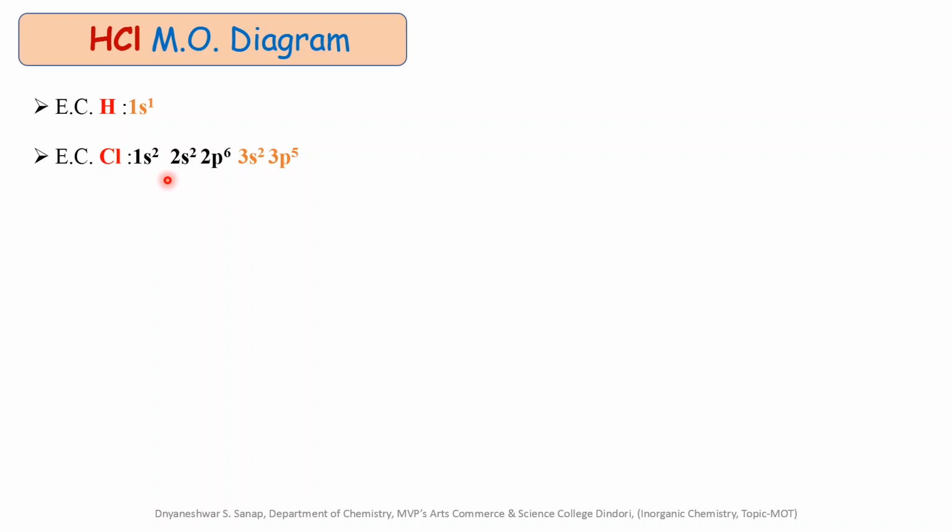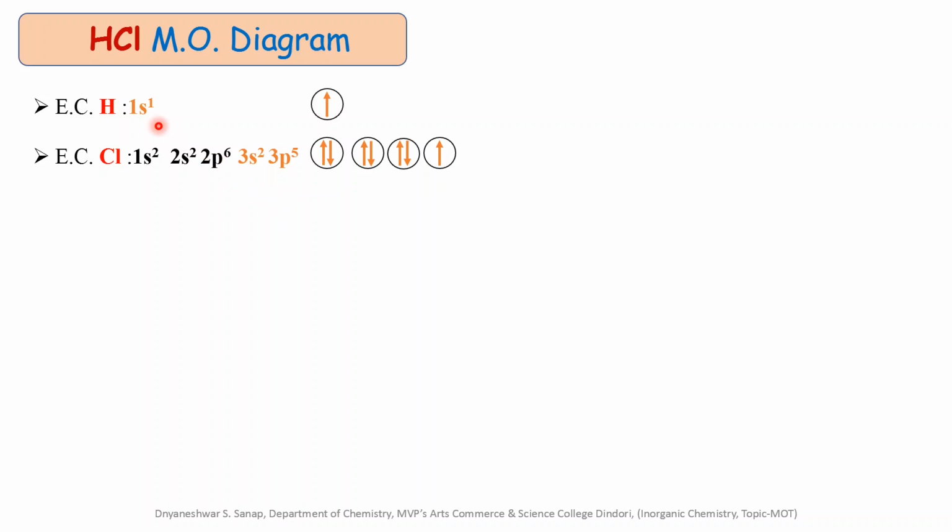There are three shells in which the electrons are distributed in the chlorine atom. The first shell contains 2 electrons, the second shell, that is the 2s and 2p orbital shell, has 8 electrons, and the third shell has 7 electrons in its valence shell. Let us write this electronic configuration for each atom in tabulated form. For hydrogen, 1s1, and for chlorine, 3s2 and 3p5 for the valence shell.